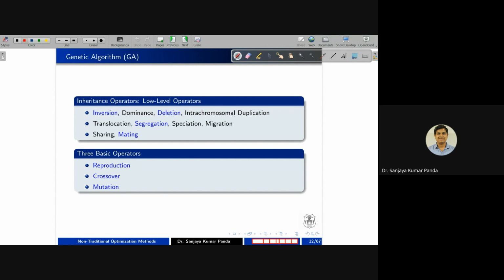Of the popular operators, I am not listing all of them here, but the three basic operators that we are going to use in the recent variants of the genetic algorithm are reproduction, crossover, and mutation. First we'll apply the process of reproduction, then we'll go for crossover, then we'll go for mutation. For every iteration of the genetic algorithm, you have to repeat these three operators.